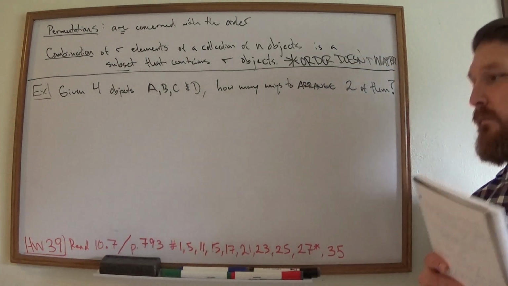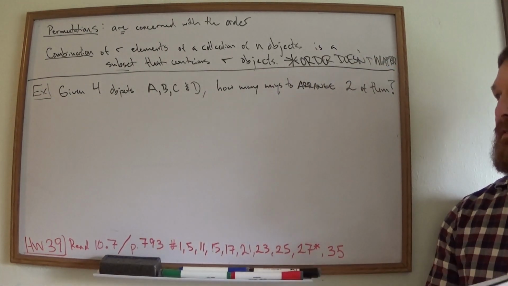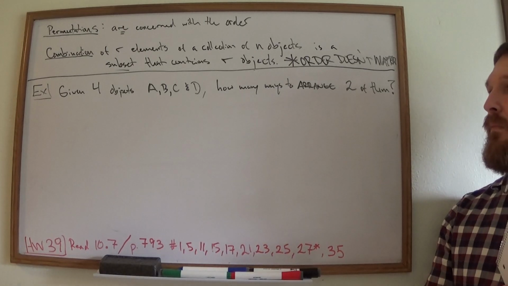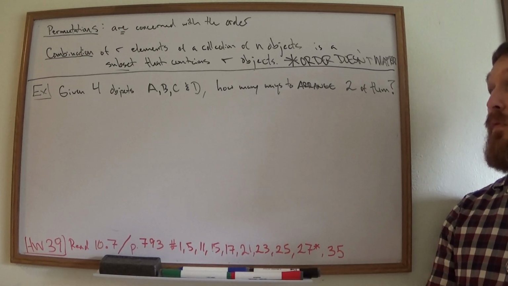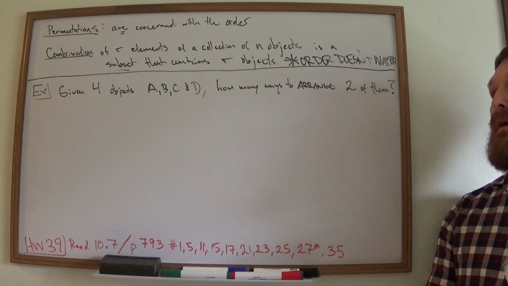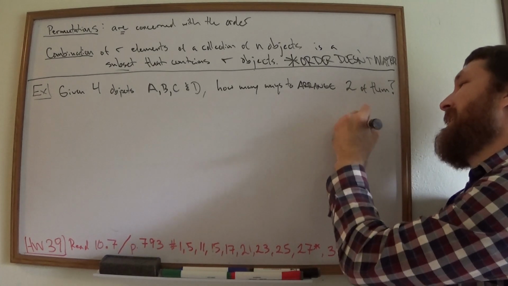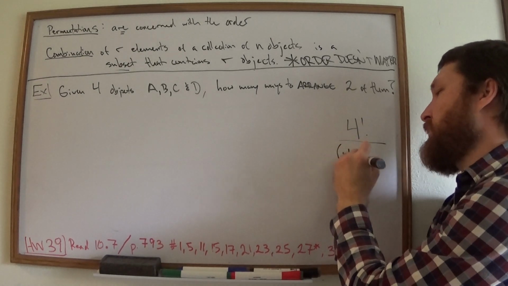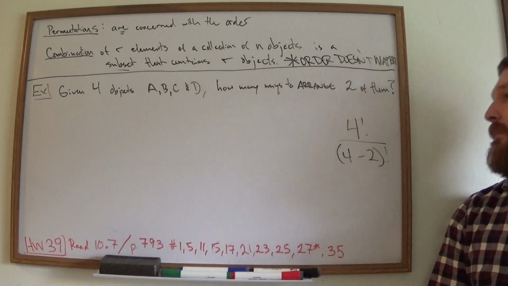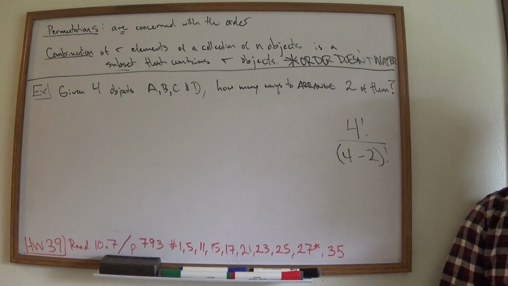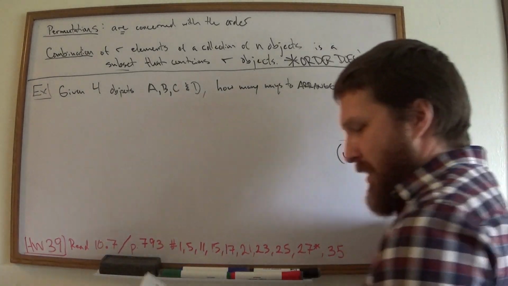Think back to your most recent homework, what we talked about last time. It's 4 times 3, or 4 factorial over 4 minus 2 factorial. There you go, right? So this is what we talked about last time. That's how many ways there are to do it. Let's write them all out.